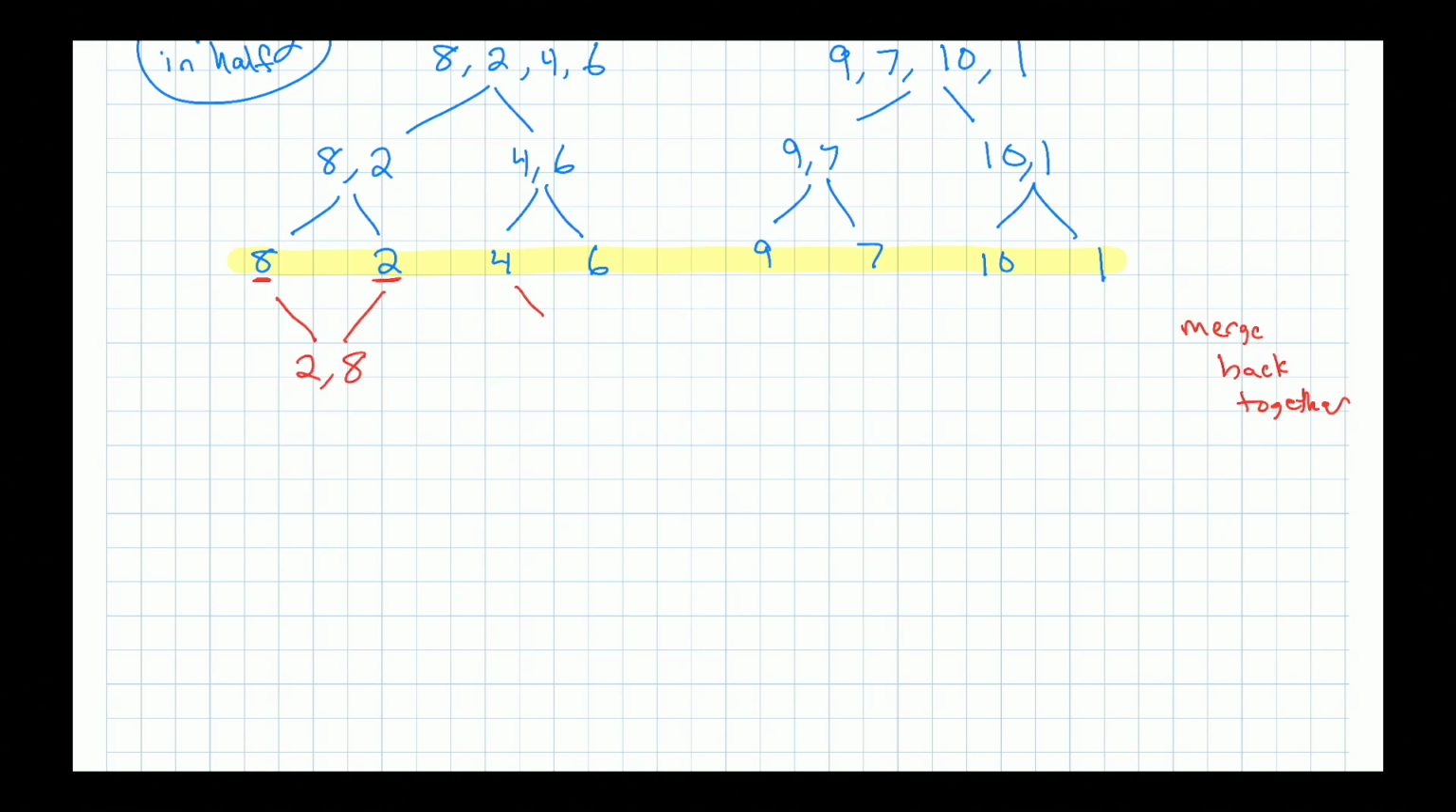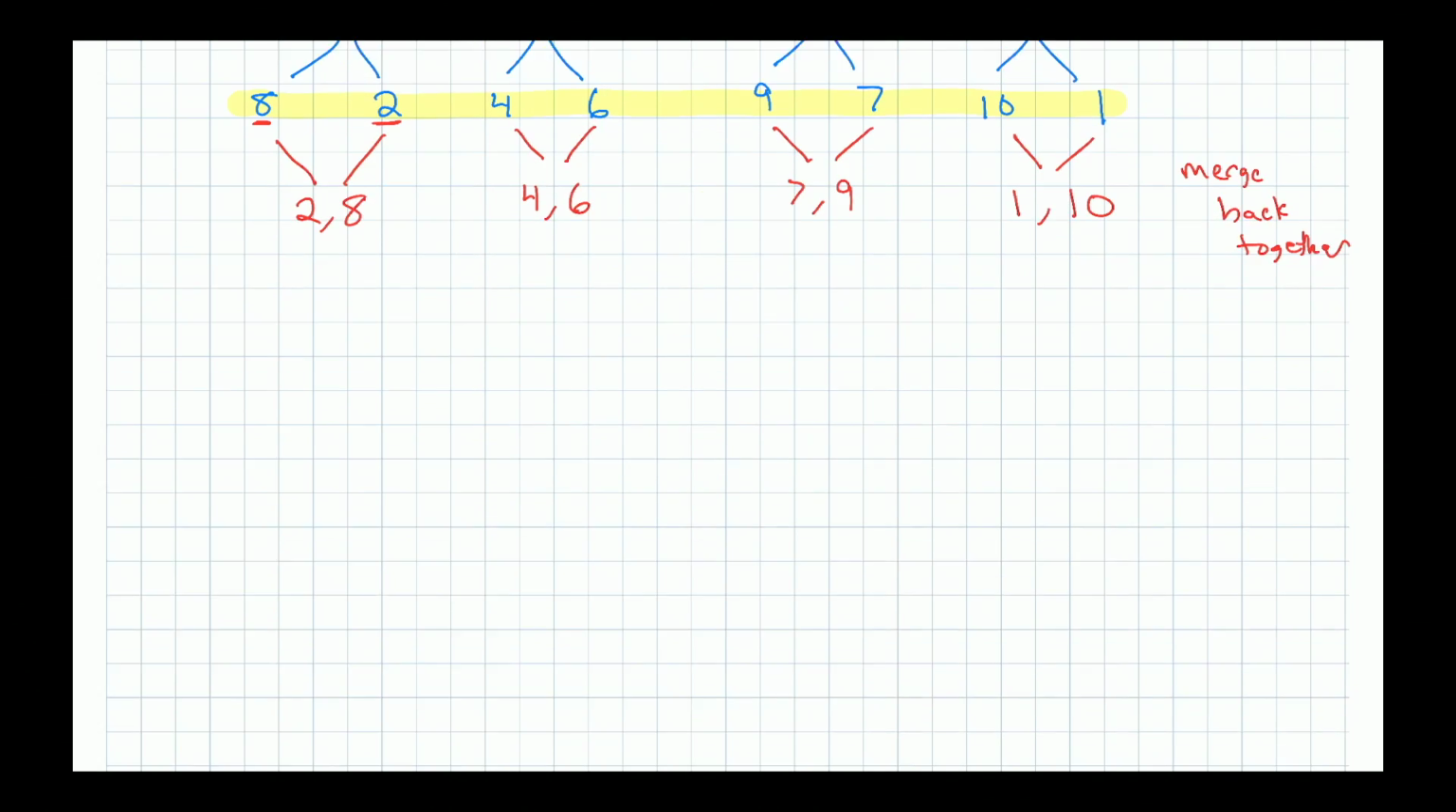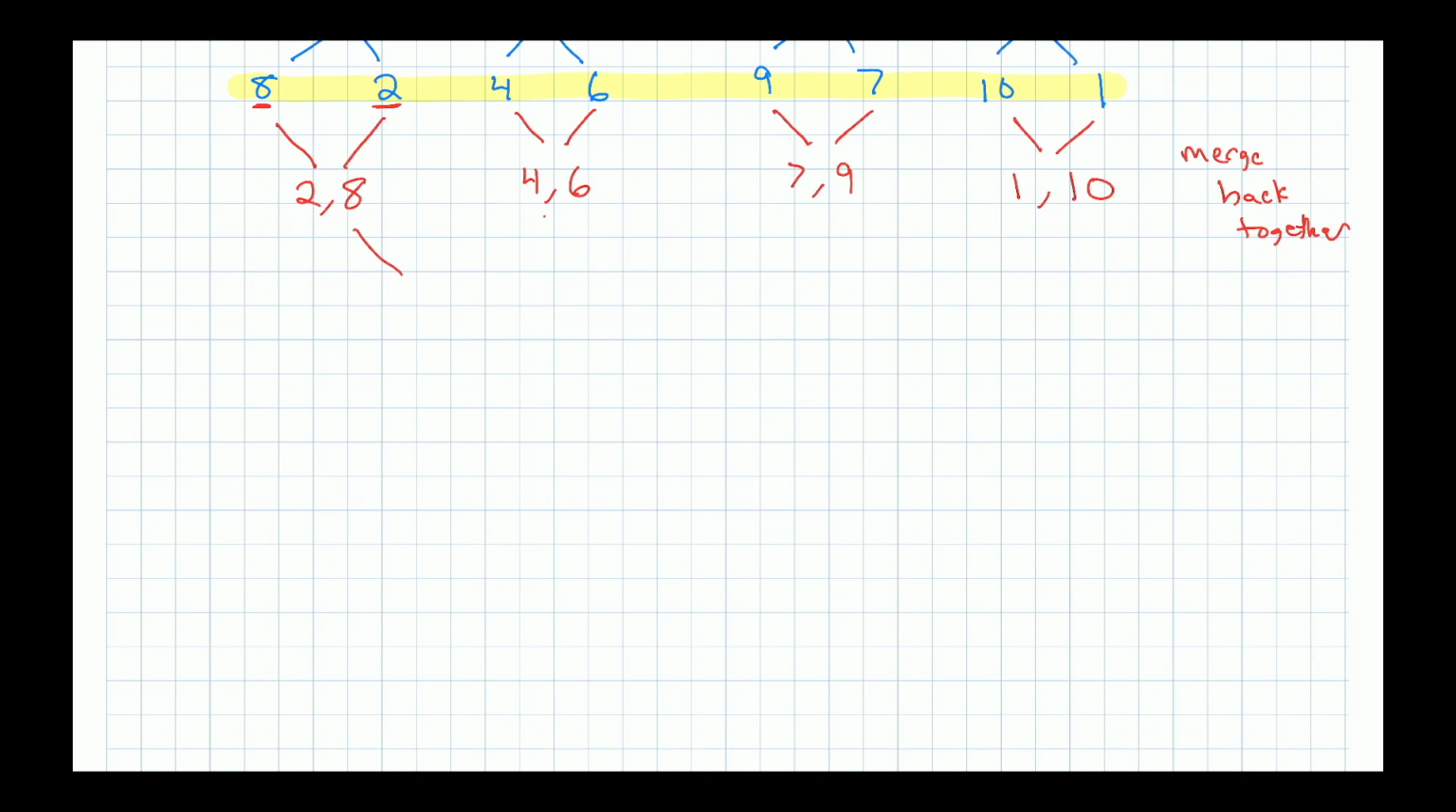All right, same thing here. The 4 and the 6, you put them together and it's going to keep them sorted. So it'll be 4, 6. Same thing here, 9 and 7. You'll get 7, 9. And then here, you're going to get the 10 and the 1, and you're going to get 1, 10. Okay? Well, now you're going to take those 2 element lists and put them together. So we're going to take these and merge them together into a list.